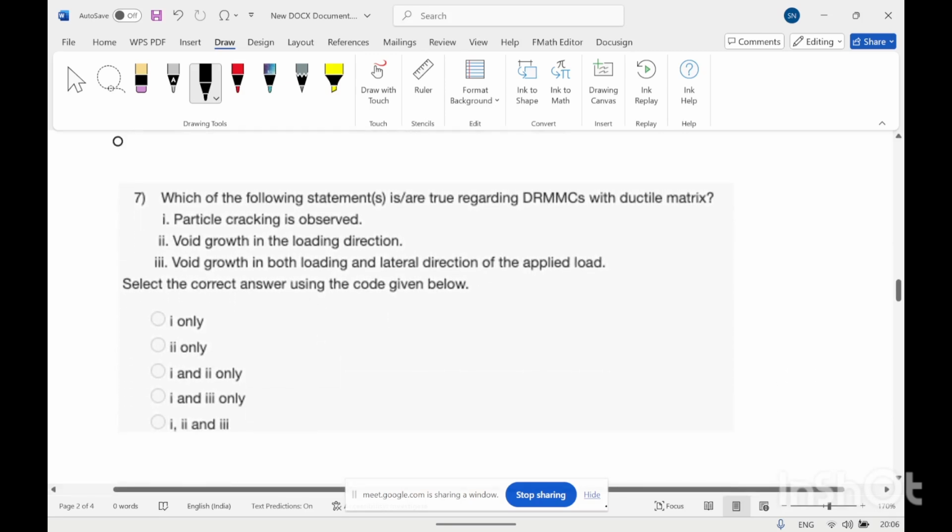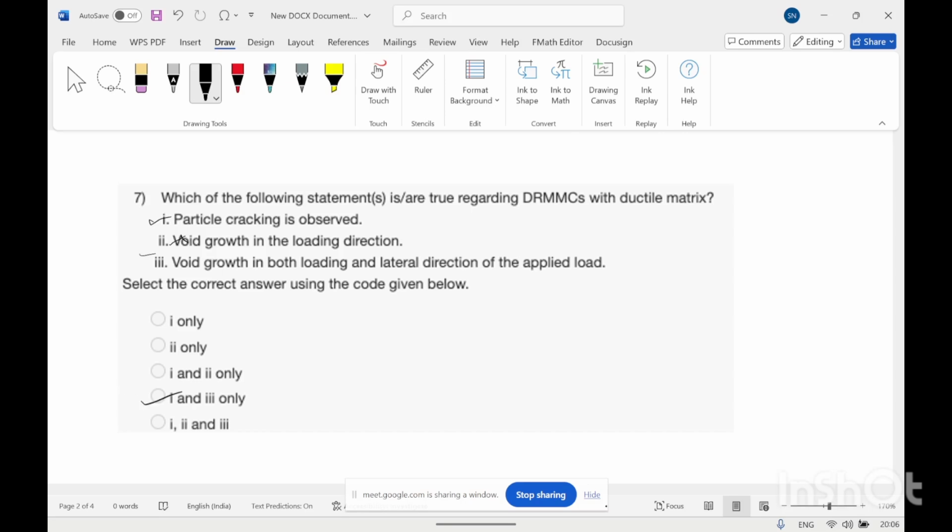In the seventh question, which of the following statements is true regarding discontinuously reinforced metal matrix composites with ductile matrix? So particle cracking is observed, void growth in the loading direction, void growth in both loading and lateral direction of the applied load. So only the void growth in both loading and lateral direction of the applied load, not in the loading direction. This is wrong. So first and third option is correct.